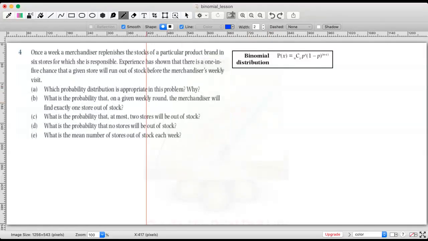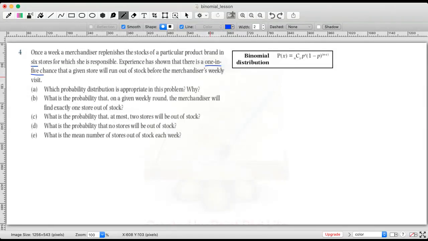All right, so this part here is going to be important. Six stores for which she is responsible. Experience has shown that there is a 1 in 5 chance that a given store will run out of stock before the merchandiser's weekly visit. So what happens is the merchandiser goes to 6 stores.